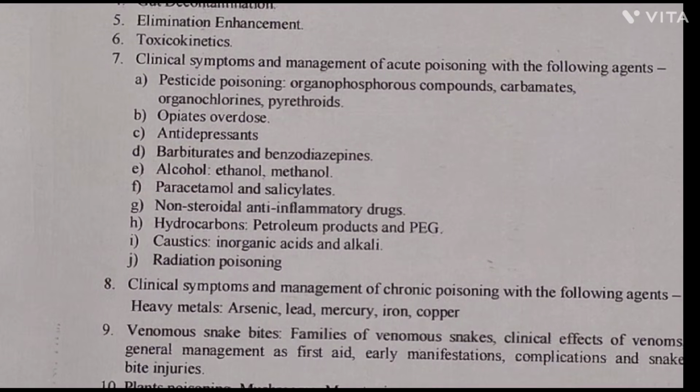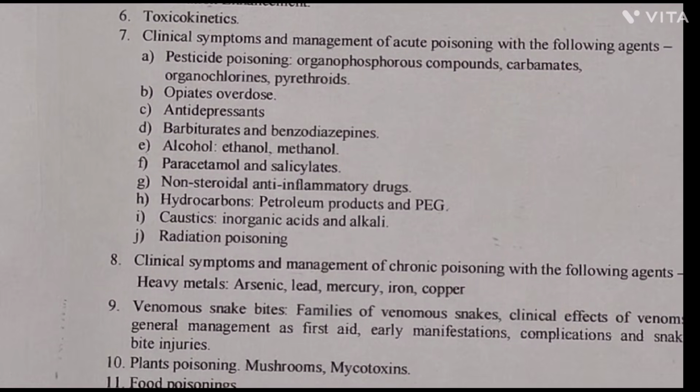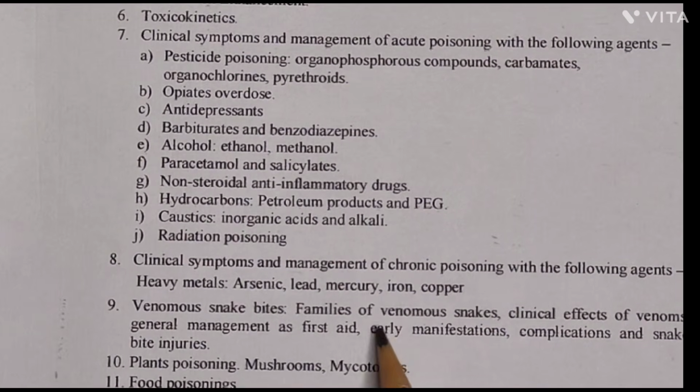Then in the J section, we are going to discuss about radiation poisoning, how radiation poisoning is hampering us. All those things we are going to discuss here. Then in section 8, we are going to see the chronic poisoning.